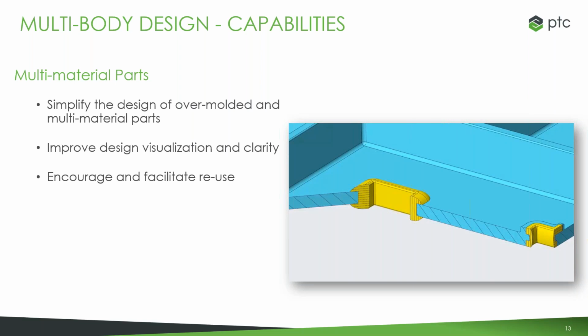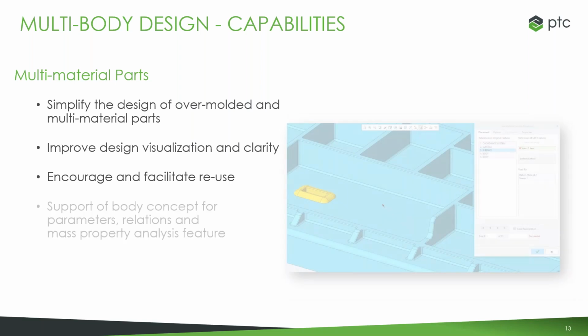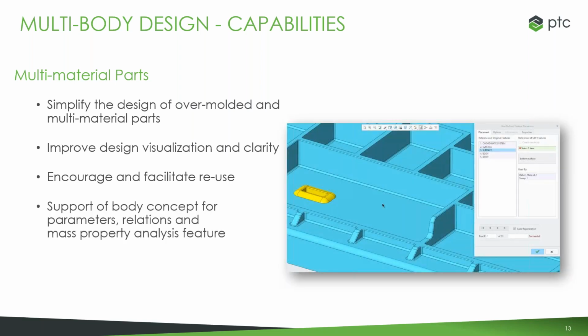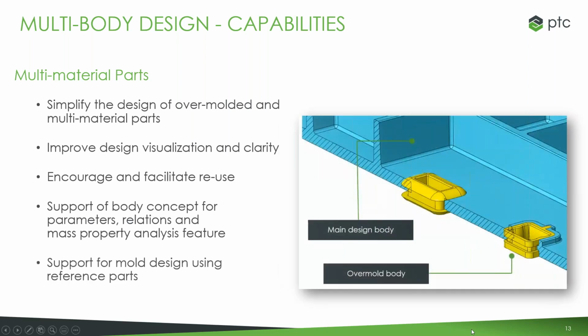Great, you have this overmold that you're going to use, make it a body, and then you can bring it into other parts as needed. It also supports the supportive body concept for parameters, relations, mass properties, analysis feature. You can now run reports that include it and don't include it, different things like that. And there's support for mold design using reference parts. This is a great use as well, because in areas that you need reference parts for merging, inheritance models, things like that, this is going to be useful.